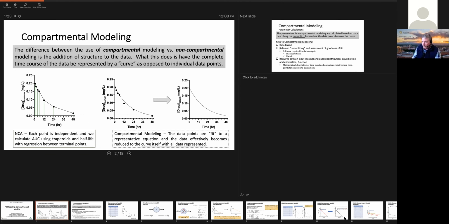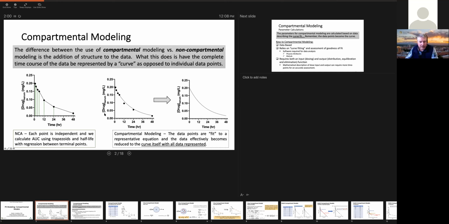Okay. So we talked about non-compartmental modeling in the last lecture, and what we're going to talk about today is compartmental modeling. The difference is that in non-compartmental modeling, you think of every data point as its own entity, whereas in compartmental modeling, we collapse all the data into a curve, and the curve and the equation that represents the curve is really the data set. So you coalesce all of the time course data into a curve that's represented by an equation.